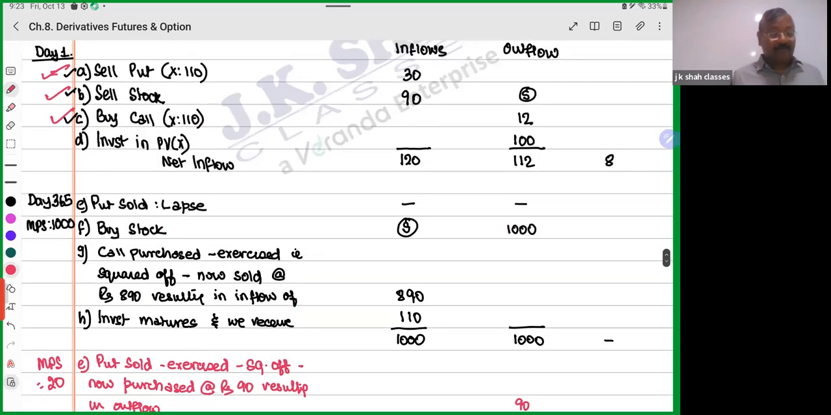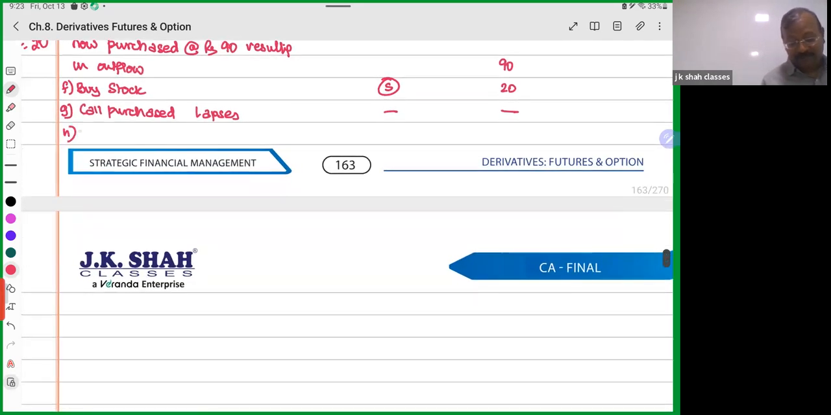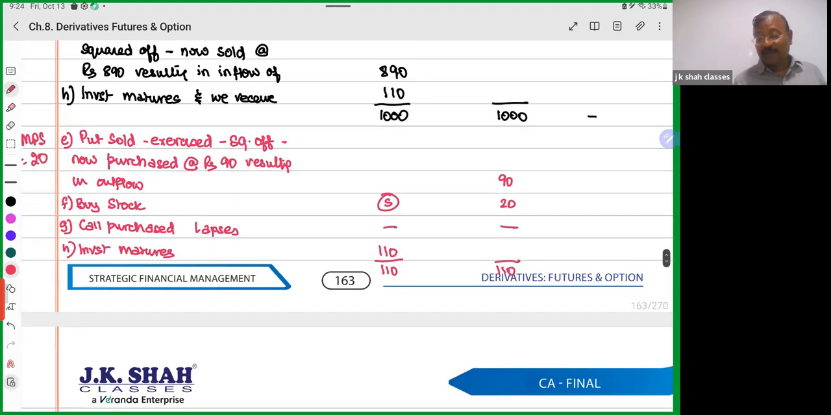This is done. Invest in PV of X. What will happen? Investment matures, and you will receive 110. Which means on the last day, your bank account will witness an inflow of 110. Which means this 8 rupees is still intact.